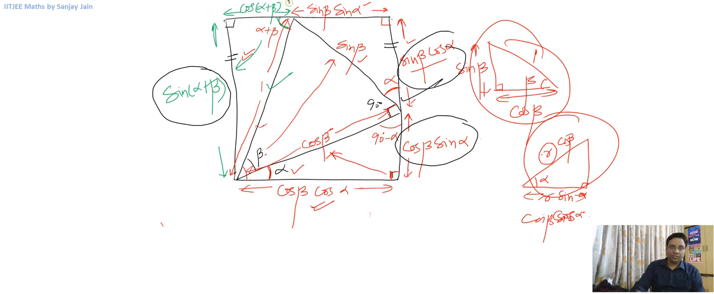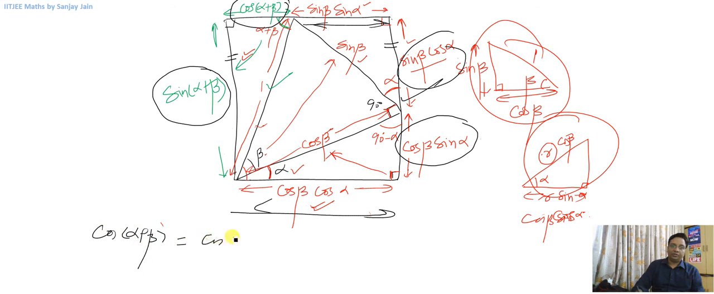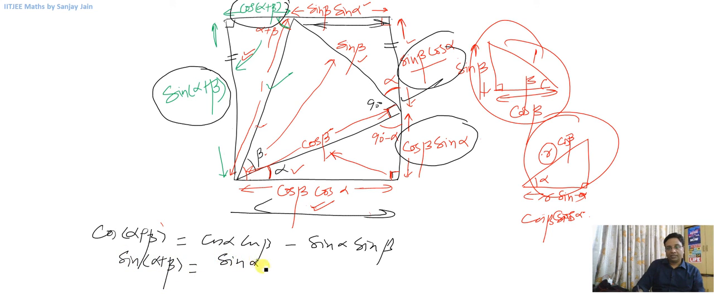And what about cos alpha plus beta? It will be equal to the difference of these two, this minus this. So cos alpha plus beta will be equal to cos alpha cos beta minus sin alpha sin beta. And sin alpha plus beta will be equal to sin alpha cos beta plus cos alpha sin beta. I hope you have understood this simple geometric manipulation, and in the next lecture we will use the same geometric manipulation for tan alpha plus beta.